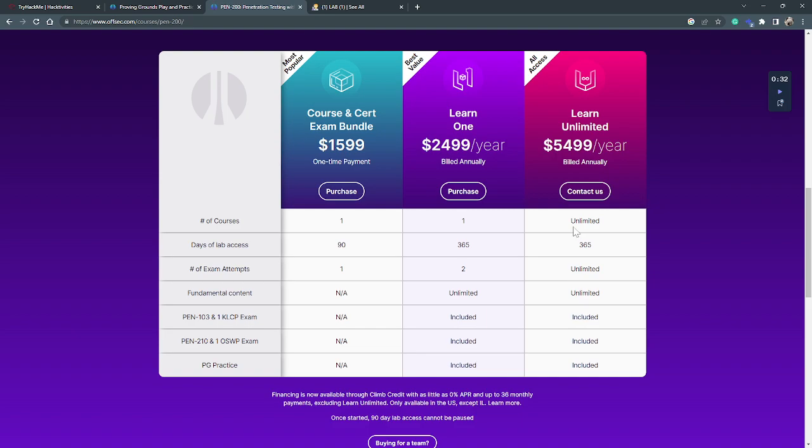Now, boom, they got their high honcho creme de la creme package right here, the Learn Unlimited, 5,500 a year. Now, I don't know many people who are going to be able to pay for this out of pocket. Certainly not me. I paid for Learn One out of pocket. I put that on a credit card, but I am never going to put that amount on a credit card for one purchase. So this is really going to be for those companies that are willing to pay and invest in you to advance your education.